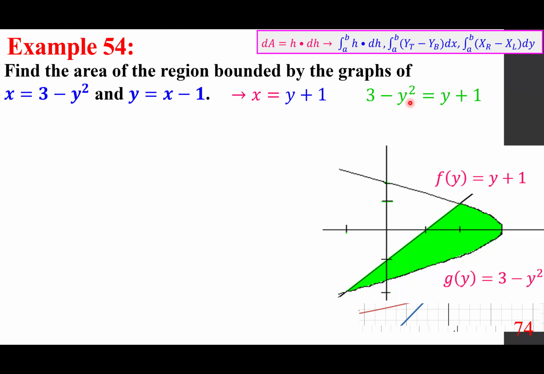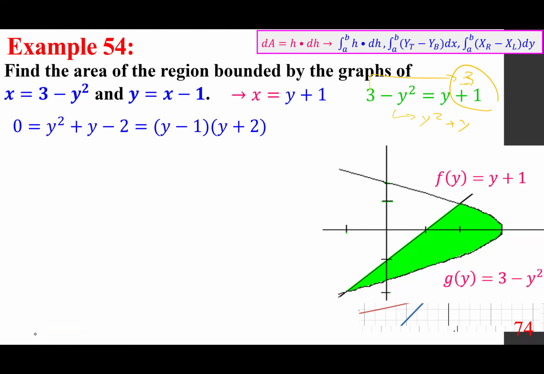And if I take everything to the right, this becomes y squared plus y, and this becomes minus 3, with plus 1 becomes minus 2. Again, it's a simple factoring, everybody. It factors into y minus 1, y plus 2. So y is 1, y is negative 2. Now, it's important to know, if I want to draw a typical rectangle, and so those are the points of intersection.